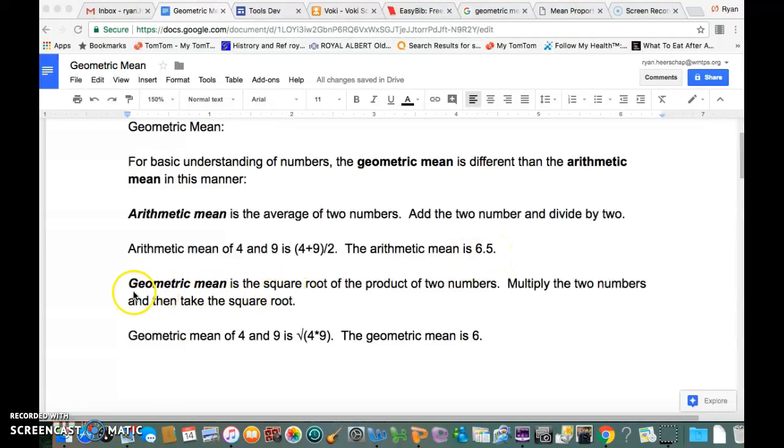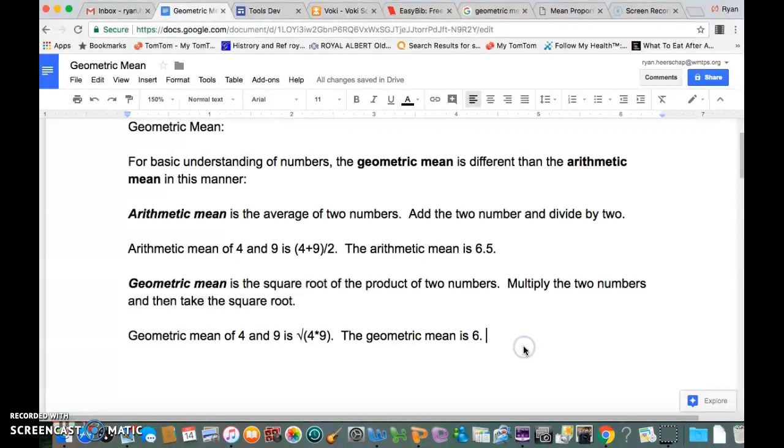Right? The difference now, the geometric mean, instead of doing the average of the two numbers, you take the square root of the product of two numbers. So now you would simply multiply the two numbers and then take the square root. So for those same example that we did before with 4 and 9, the geometric mean of 4 and 9 is the square root of 4 times 9. Remember, the asterisk is multiplication. So in that case, it's the square root of 36, so the geometric mean is 6. So there's a subtle difference there, but it is a different solution. So the arithmetic mean is a different concept than the geometric mean.